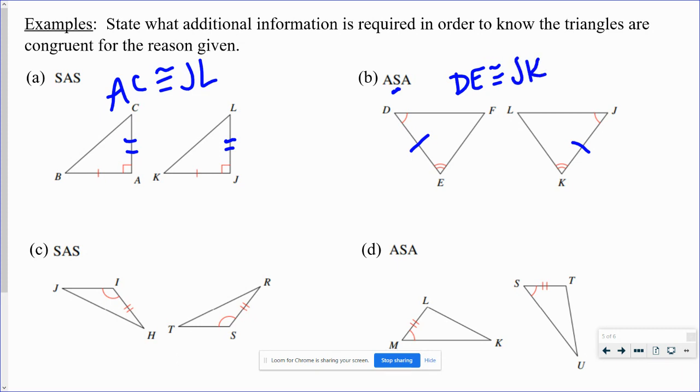Okay, and now we would not write this in a different order. We would not write DE is congruent to KJ because notice D is congruent to J. That's already marked in the figure. Okay, E is congruent to K. So make sure you write that correctly.